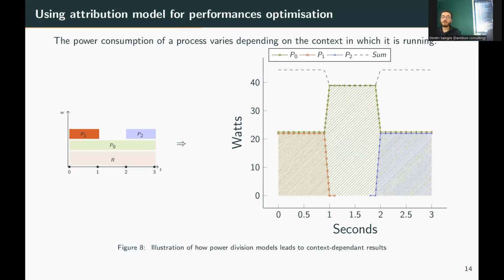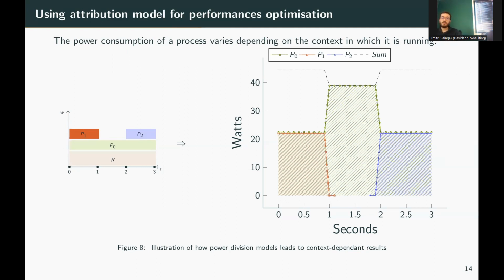So all of this leads to one key observation that is really important if you conduct experiments on energy consumption of software using this kind of model: the power consumption of a process will depend on the deployment context. What do I mean by this? Let's consider three processes, 1, 0, and 2. Process 0 is running for the whole experiment. At first, it's running with process 1. Then process 1 stops, we wait a bit and start process 2.